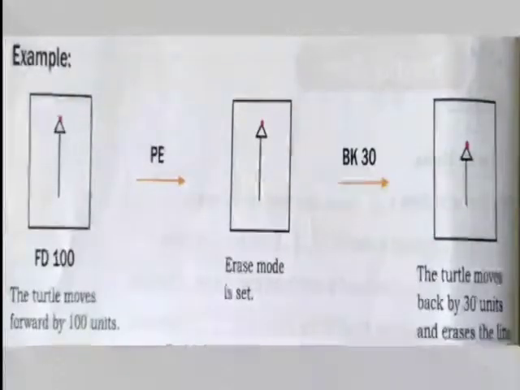Let's take one example. FD 100. So what will happen? Turtle will move in the forward direction by 100 units. Then we used PE, so erase mode is set. BK 30. The turtle moves back by 30 units and erases the line. Out of 100, it moved back 30, so a line of 30 units got erased. 70 units of line you can see in the picture.